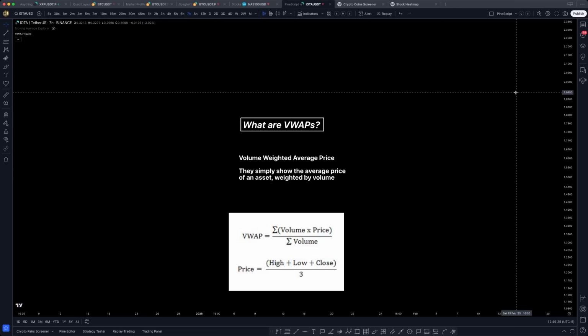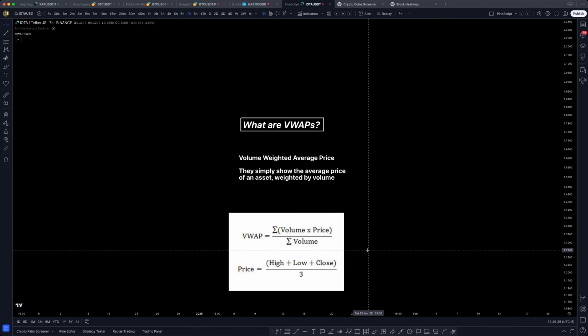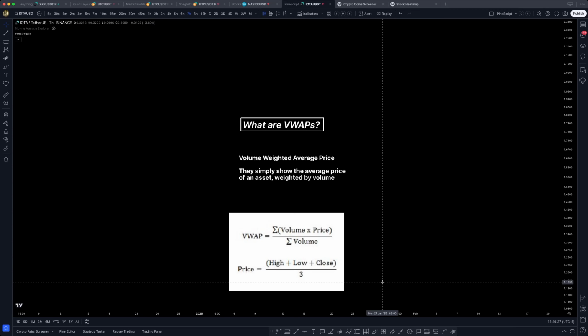So some of you guys might already know what VWAPs are, but essentially VWAP stands for volume weighted average price. And it simply shows the average price of an asset weighted by volume. And if we see here, this is the calculation for VWAPs. It's essentially the cumulative of volume times price divided by the cumulative volume. That gives us the VWAP.